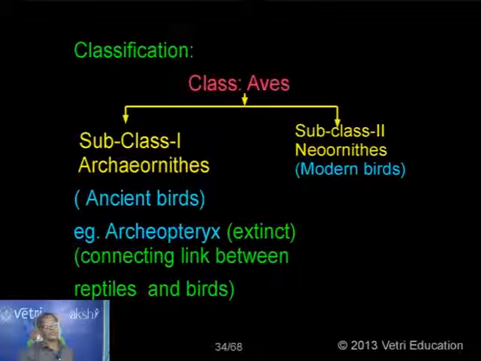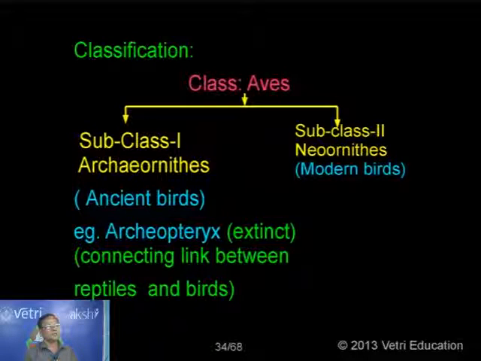Now classification. It is purely based on the nature of the birds. We are not taking into consideration whether they have some structures or not, but their actual availability when they originate. So we have two different subclasses. One includes the ancient birds, another one includes the modern birds. The first subclass, Archaeornithes, and the second, Neornithes. Archaeornithes includes the ancient birds.